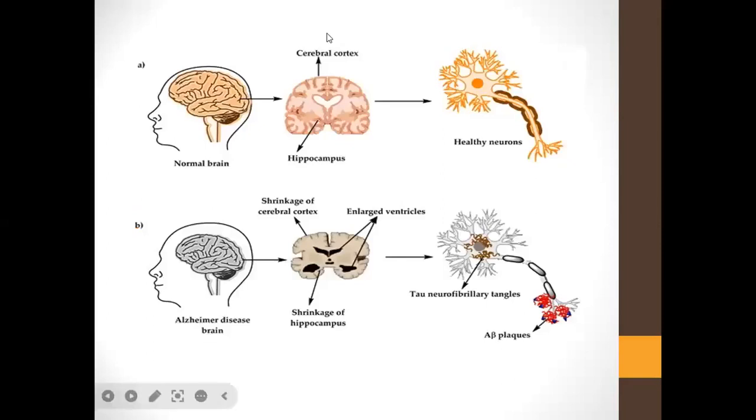This is a normal brain with cerebral cortex and a healthy neuron. In Alzheimer's brain, you can see the shrinkage of cerebral cortex, shrinkage of hippocampus, and enlarged ventricles, ventriculomegaly. And on the neuronal level, you can see the plaques and intracellular neurofibrillary tangles.